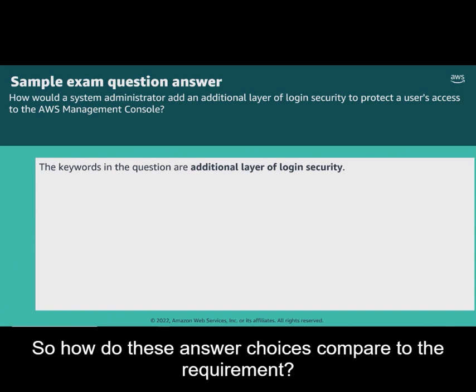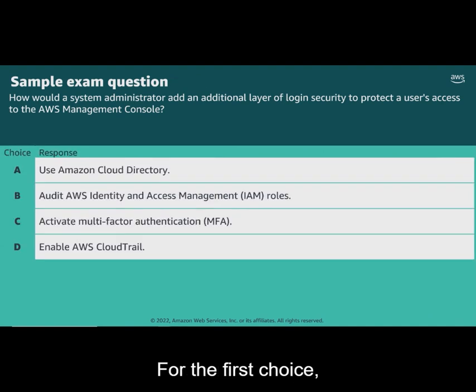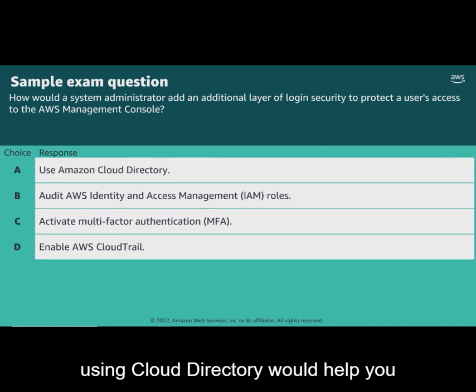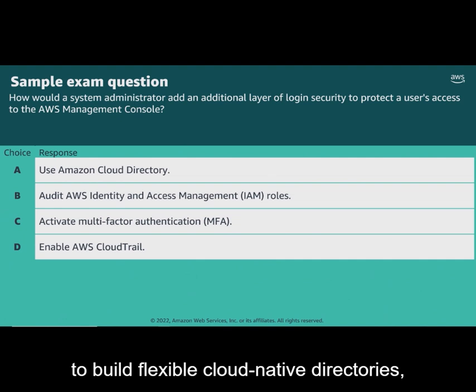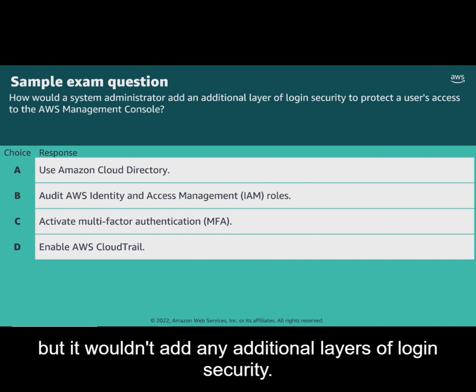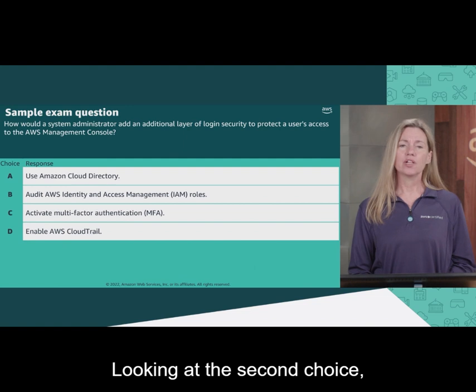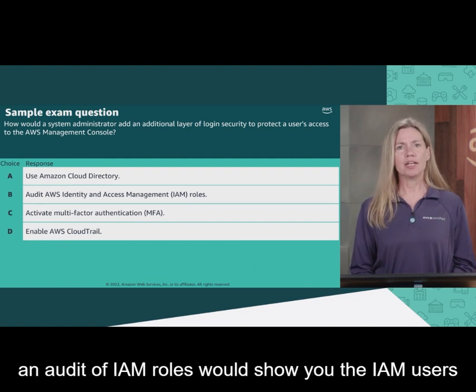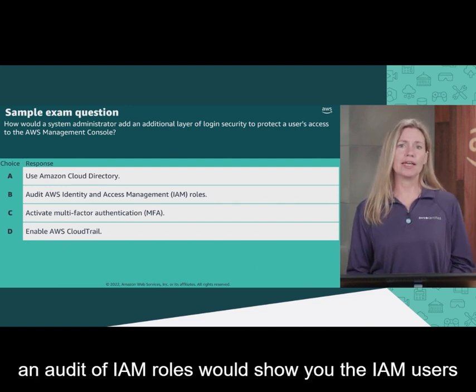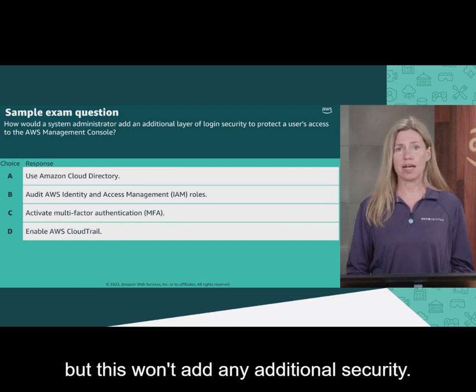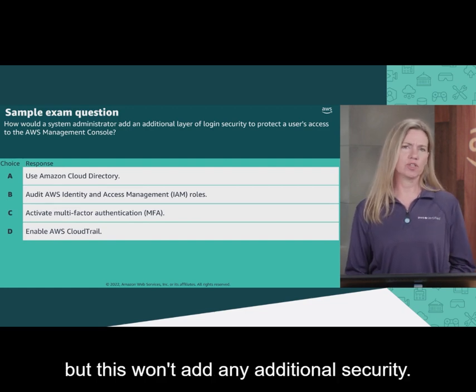So how do these answer choices compare to the requirement? For the first choice, using Cloud Directory would help you to build flexible cloud-native directories, but it wouldn't add any additional layers of login security. Looking at the second choice, an audit of IAM roles would show you the IAM users that currently have roles assigned, but this won't add any additional security.